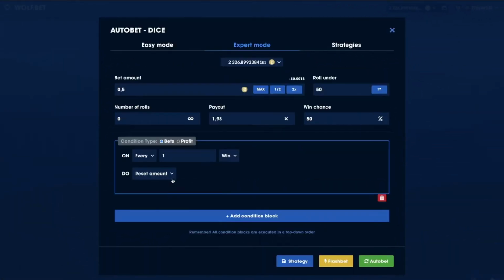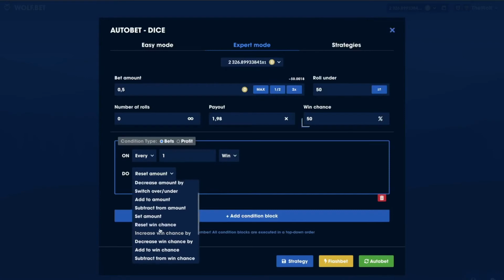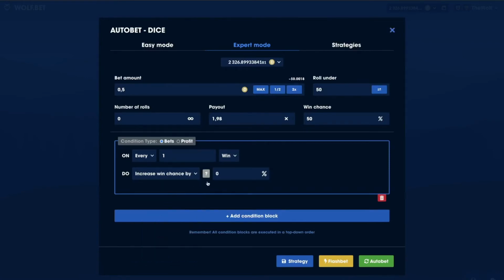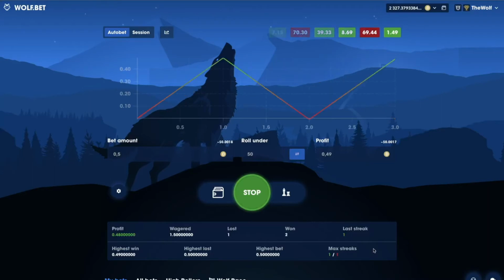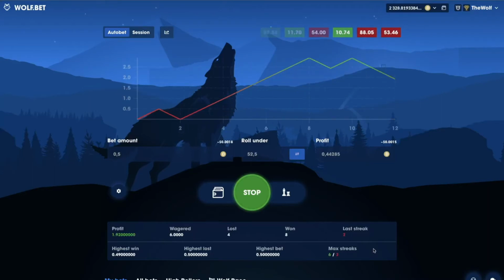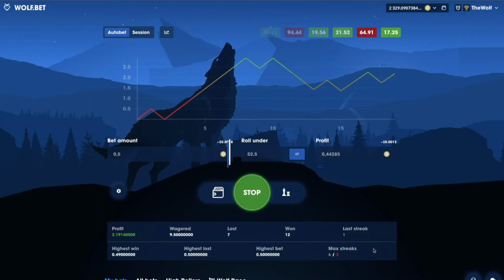You can also make changes to your win chance during the Autobet. For example, with the option Increase Win Chance by, let's say 5% after 10 bets, your original win percentage, which is 50% in this case, will raise to 52.5% and continuously raise 5% every 10 bets. Take a look.